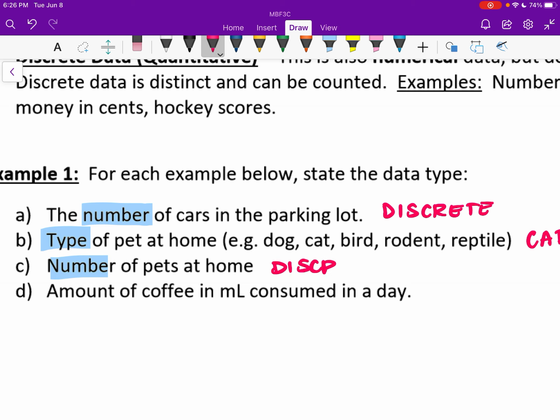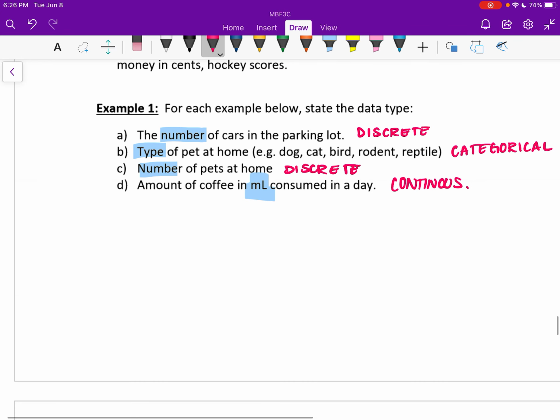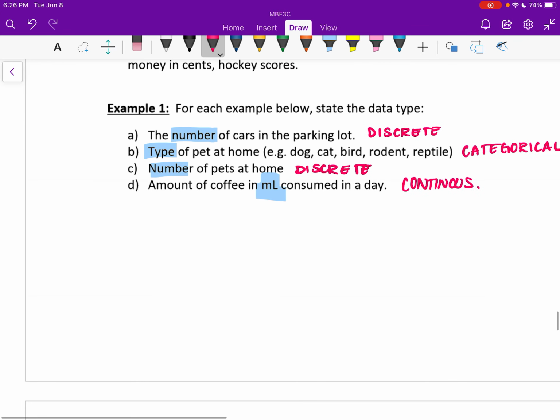And the amount of coffee in milliliters consumed during the day, this, because it's in milliliters, right, can be continuous. You can consume like 0.00067% of coffee in a day, right? So this is continuous. Okay, so that is our different types of data.